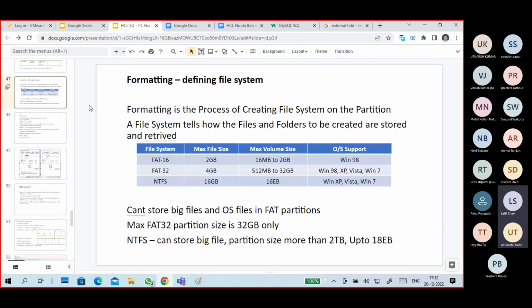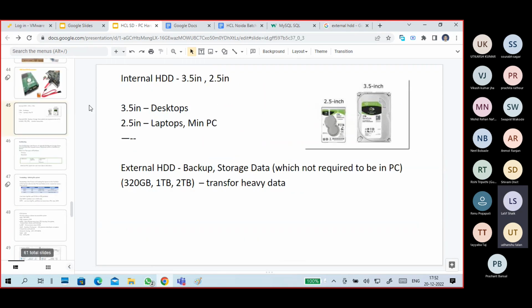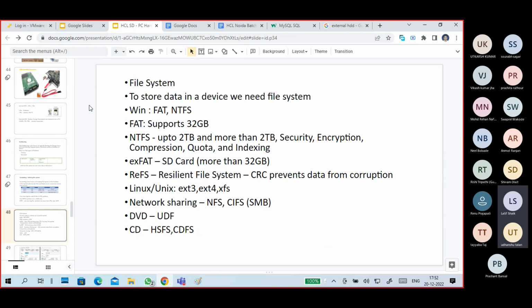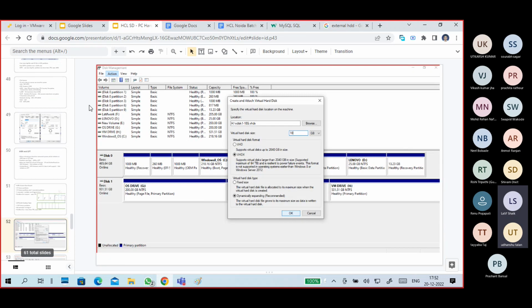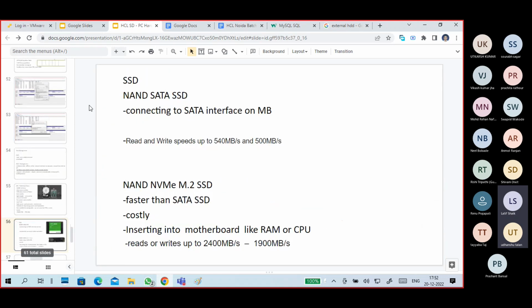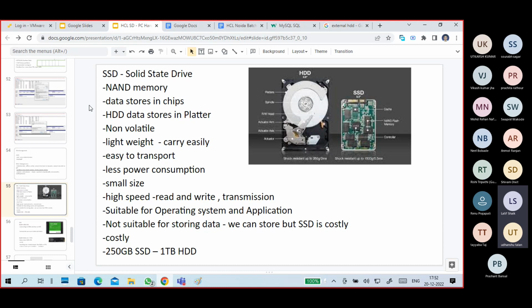This one I will tell tomorrow, guys. Tomorrow, day after tomorrow, I will tell about partitioning, file system, MBR, GPT kind of stuff. The last one I will tell about is the differences between hard disk and SSD, because the most common questions are RAM and ROM differences, processor and RAM differences, and hard disk and SSD differences. These are basically the most common questions.